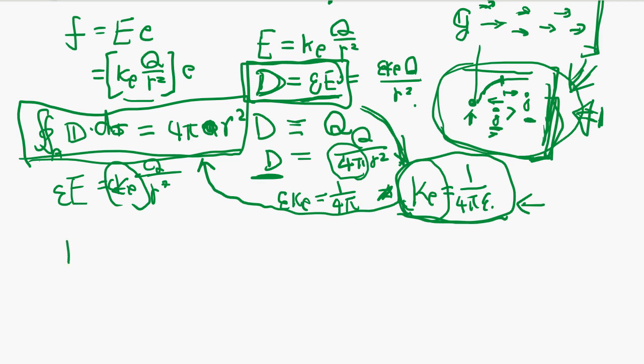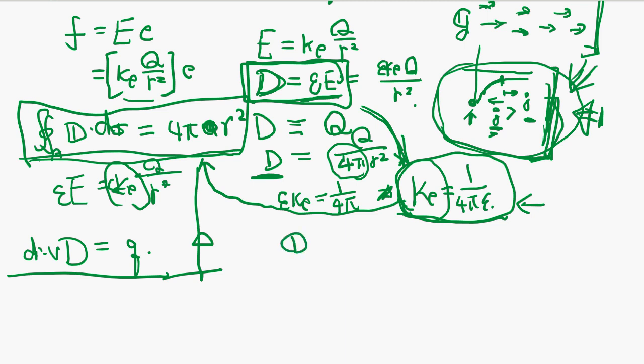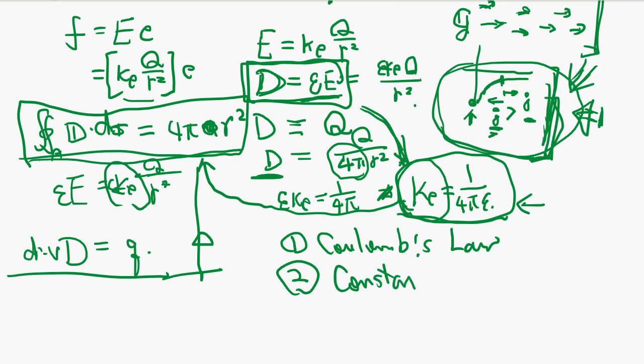So D, the divergence of D becomes Q. The Gauss law is based on two things. One is Coulomb's law, and another thing is the constant definition.